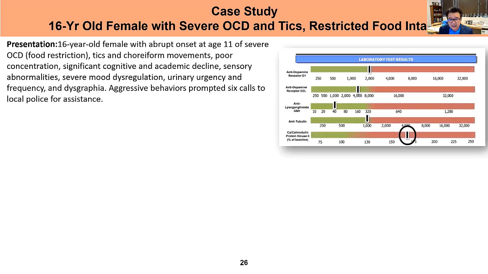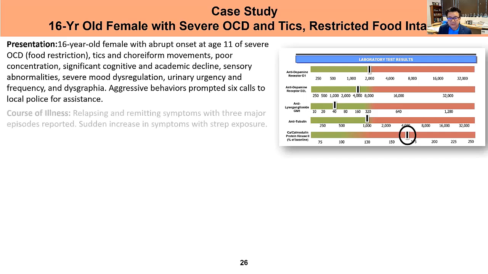She had an elevated calmodulin CaM kinase activation. This is actually an enzyme that's in neuronal cells that we culture and pulse chase with radioisotope. And basically, the important thing to know is the elevation and activation of this enzyme is triggered by an antibody. Why is that important? Well, calmodulin CaM kinase is responsible for upregulating the synthesis of 3 neurotransmitters, dopamine, epinephrine, and norepinephrine. So an antibody is calling for the upregulation of these neurotransmitters. Relapsing remitting symptoms, 3 episodes reported, sudden increase in symptoms with strep exposure.